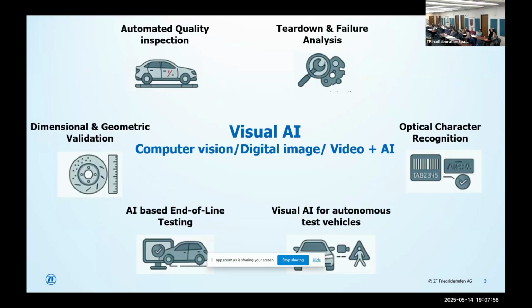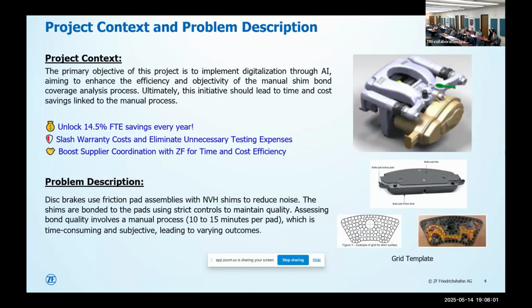So in that context, we wanted to talk about a very simple use case. Although it's a small use case, we really had some impact. To give an idea, ZF is one of the largest auto ancillaries, or tier one suppliers. We make a wide range of components, from transmissions and chassis components to brakes, steering, and many other product lines. My previous history was in brakes, so I took one of the projects we did a few years ago.